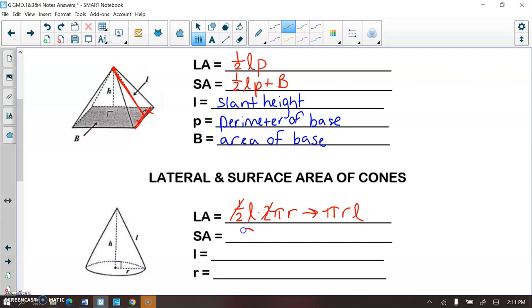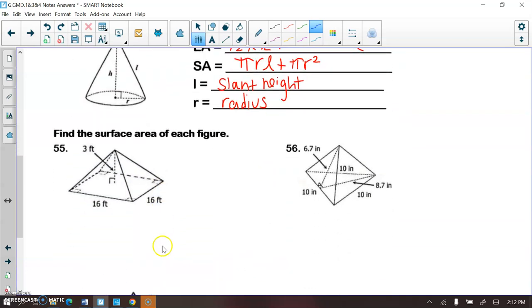So then the surface area would be pi R L, the lateral area, plus the area of the base, which the base is a circle, so pi r squared, where L is the slant height, and R is the radius. Okay, so let's get started.